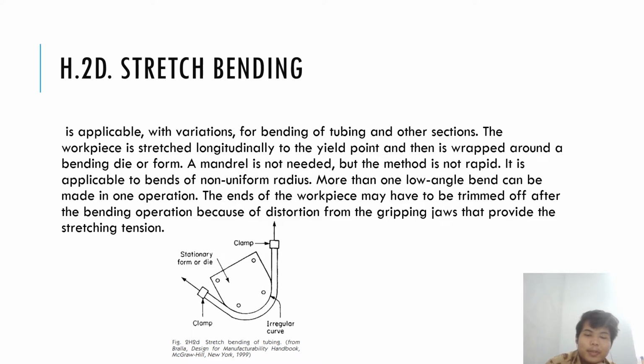The end of the workpiece may have to be trimmed off after the bending operation because of the distortion from the gripping jaws that provide the stretching tension. So the jaws are going to be held on the clamp here and the clamp here, and the stationary die here is held, and then the clamps connected to the gripping jaws are going to be pulled to the stationary form or die, and it's going to be stretched. And the final part here and here is going to be a bit broken, but we can fix it by trimming.